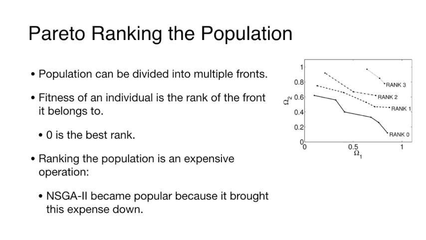However, this expense of Pareto ranking a population was overcome by NSGA-II in a much better fashion than was done by any of the previous Pareto optimization algorithms. This is why NSGA-II became hugely popular, because it did this Pareto ranking very efficiently. Details of the Pareto ranking process can be found in the original paper that introduced the NSGA-II method. While you can find the details of NSGA-II in the original paper, here we shall discuss how the parent selection process works in NSGA-II.